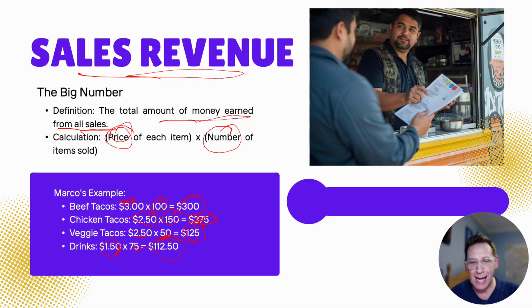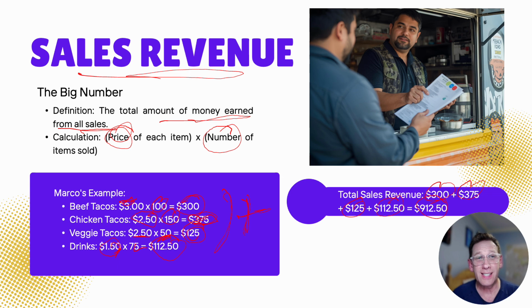If we add these all up, we get our total sales revenue of 300 plus 375 plus 125 plus 112.50. That's a total of $912.50. That's how much his sales revenue was that day. Great information to know.